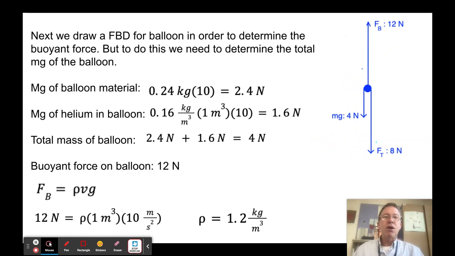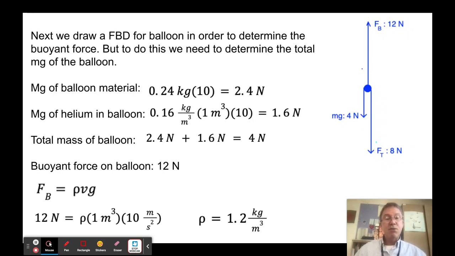Okay, now I'm going to draw a free body diagram for the balloon in order to determine the buoyant force on that. But to do this, I've got to figure out what the total mg of the balloon is, right? Because I have both a balloon, the rubber shell, and then I have the mass of the gas inside. So the mg of the balloon material, I'm told I have 0.4 kilograms. So that's 4 newtons worth of rubber material enclosing the helium. Now I've got to find what is the mg of the helium inside there.